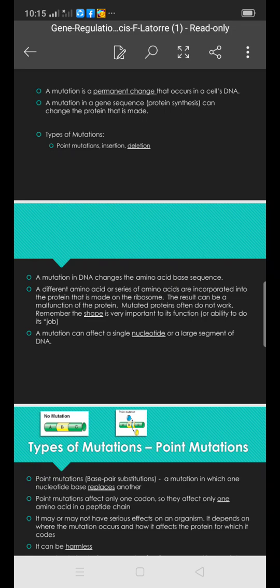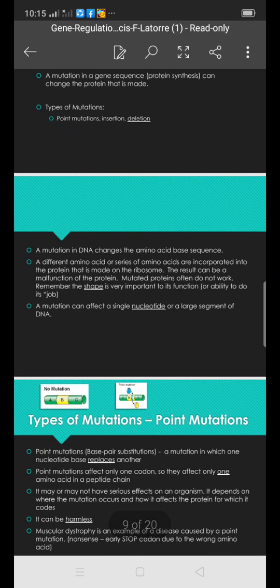The result can be a malfunction of the protein. Mutated proteins often do not work. Remember, the shape is very important to its function, or ability to do its job. A mutation can affect a single nucleotide or a large segment of DNA.